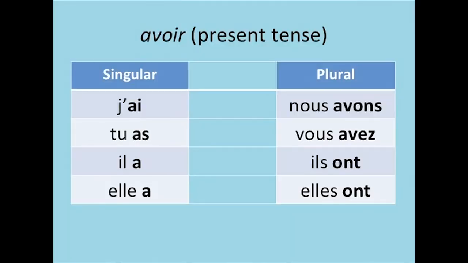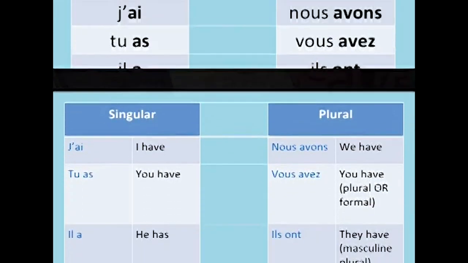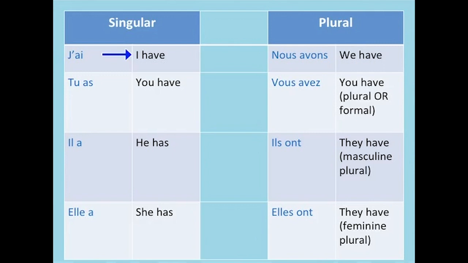Coming back to the subject pronouns in French, let us look at the conjugation of the verb avoir in the present tense. J'ai, tu as, il a, elle a, nous avons, vous avez, ils ont, elles ont. Let me show you a different chart that includes the English equivalents. J'ai means I have. Tu as means you have.